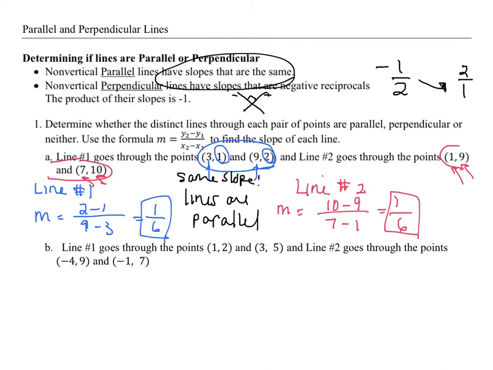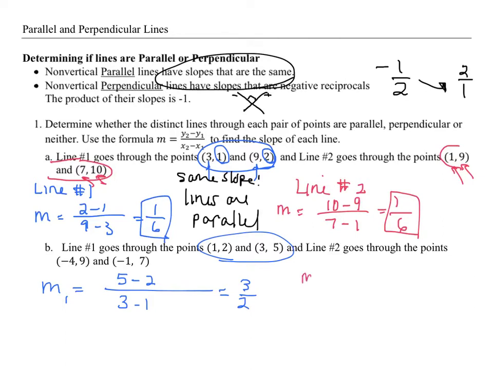Okay, now let's do the next example. So line 1 goes through these points. Let's do a little m sub 1 indicating we're getting the slope of the first line. So it's going to be 5 take away 2 over 3 take away 1, which is equal to 3 over 2. So that's the slope of the first line.